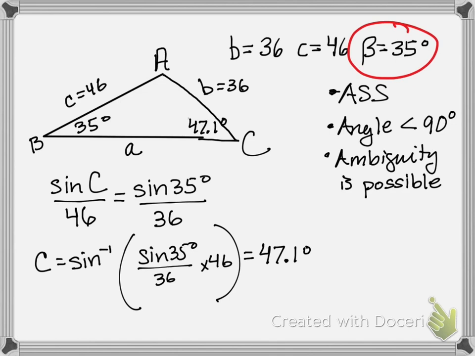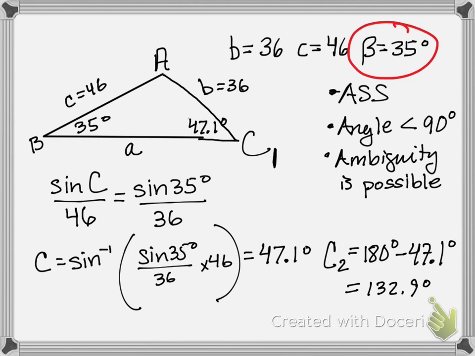So whenever I have an ASS case with an acute angle and I find one angle, I'm going to call that the first possibility. The second possibility, which in this case will be C2, is 180 degrees minus the first possibility, which was 47.1. So I'm going to do that calculation, and I get 132.9 degrees.